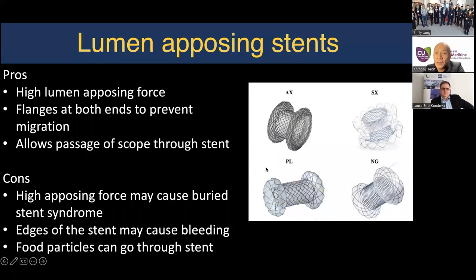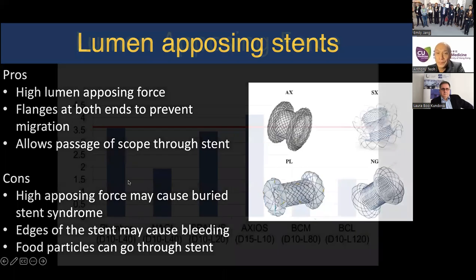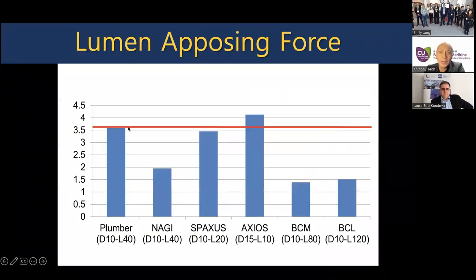So in terms of the stent itself, it's a lumen-opposing stent, which is produced by M.I. Tech. I would consider it a lumen-opposing stent because it has been shown to have a high lumen-opposing force, and the flanges at both ends of the stent prevent migration. You can see the lumen-opposing force of the stent compares very well with other brand names.